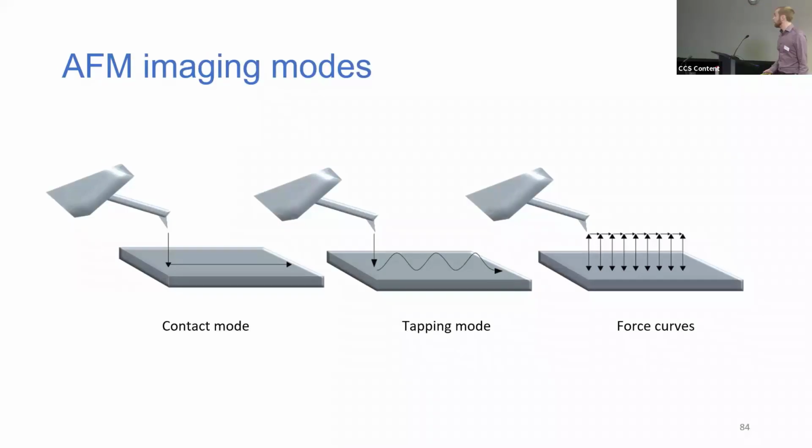So the three most common imaging modes thought of when we talk about AFM are contact mode, tapping mode, and force curves mode. In contact mode, the probe is in constant contact with the sample as it moves along the surface, and it is imaged as it goes. In tapping mode, the probe is oscillated over the sample, and the height is measured when the tip comes into contact with the surface. In force curves mode, the probe is pushed into the sample until a set force is reached, and the height is then measured.